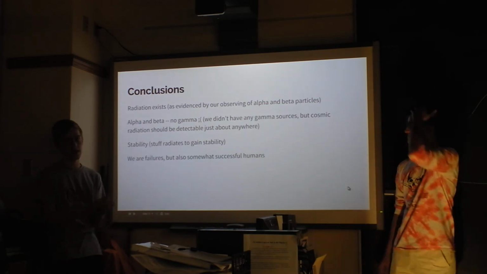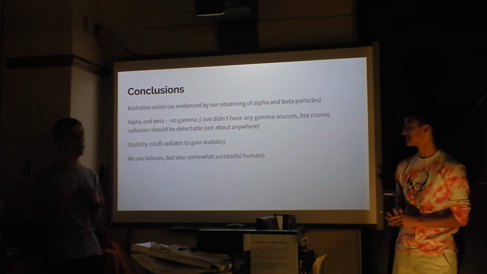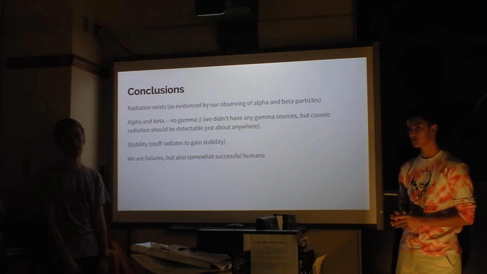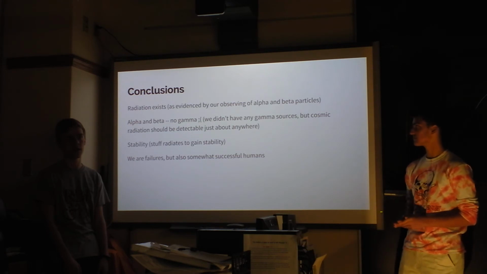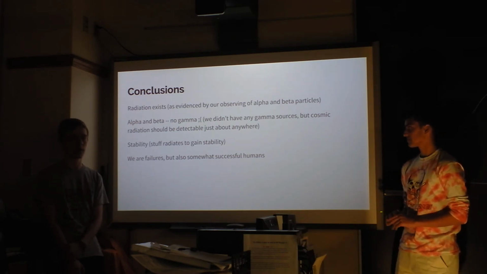So, in this lab, we learned that radiation is a thing, it is real, it exists, and we learned about the differences between alpha particles and beta particles. We did not see any gamma particles. We would see those in the form of gamma radiation, which is just coming from space. But we were not able to get that part to work, sadly.